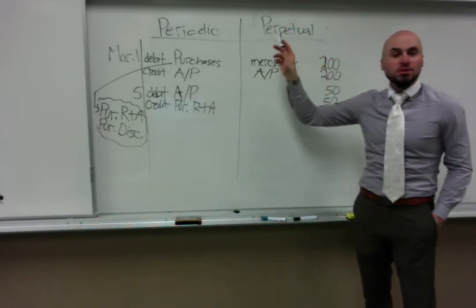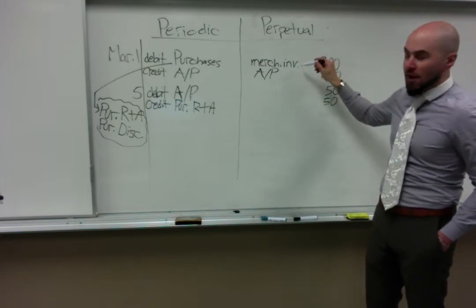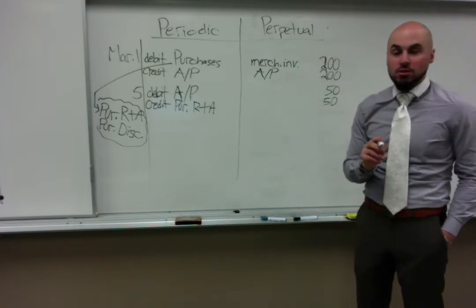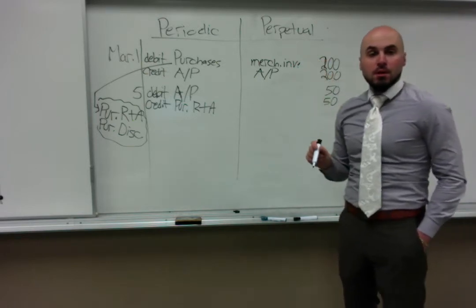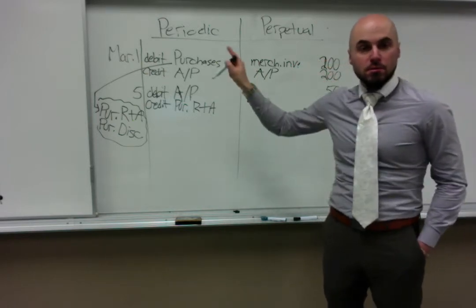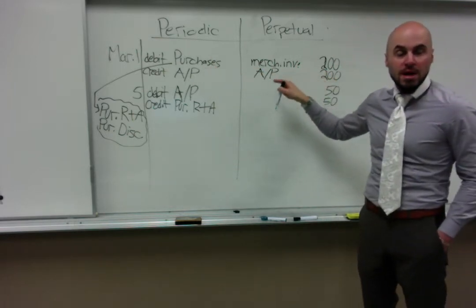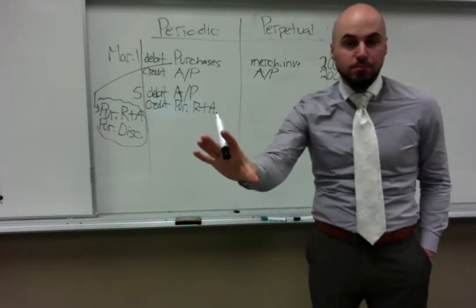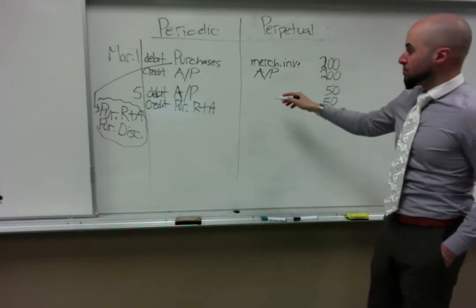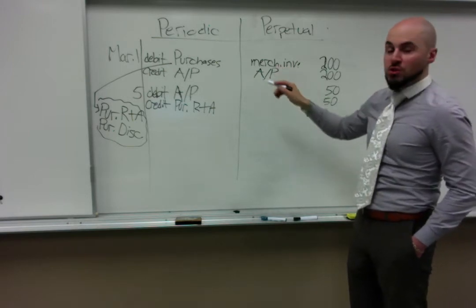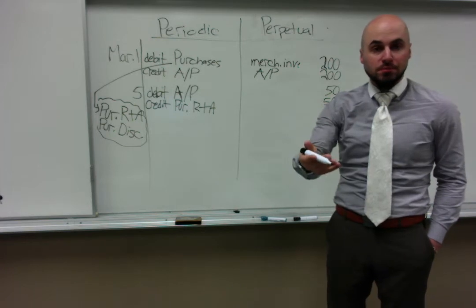But in the perpetual system, what account do we have to always associate in the perpetual system? Inventory. So think about it from the purchase date. You purchased $200 worth of inventory, and now you're returning 50 of it. $50 worth. Which means $50 of your inventory is now going down. Make sense?